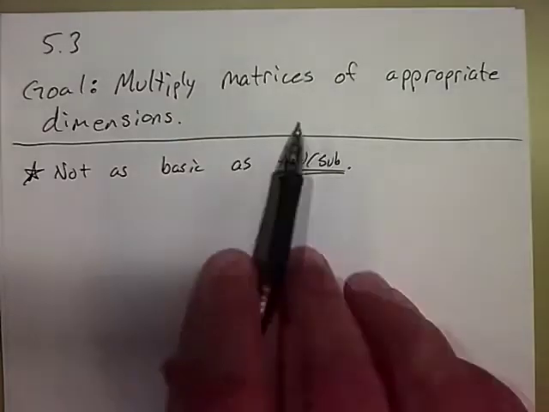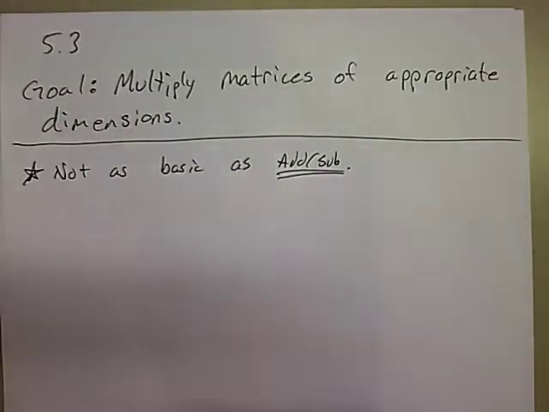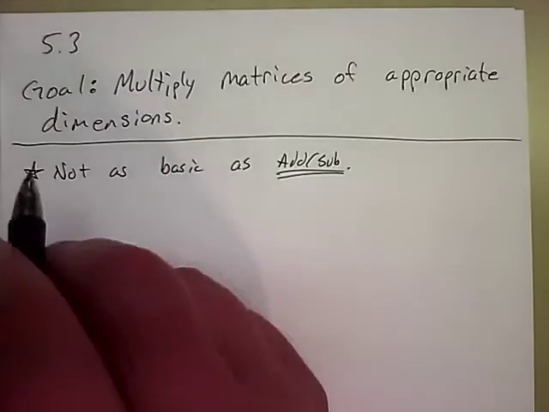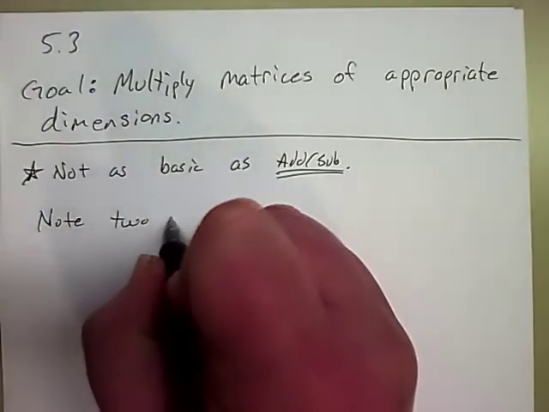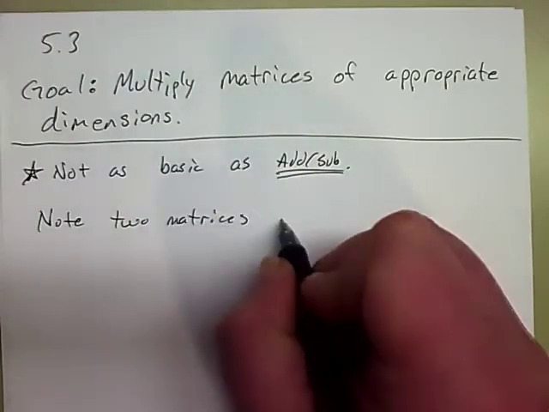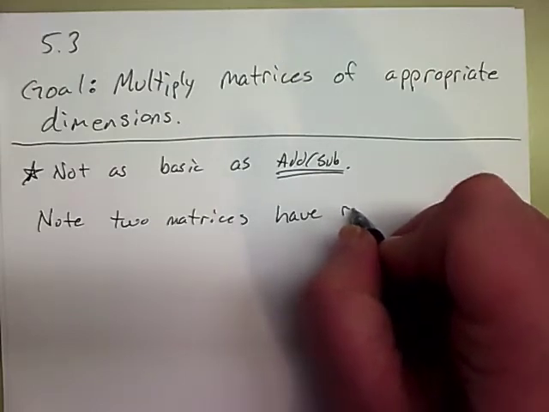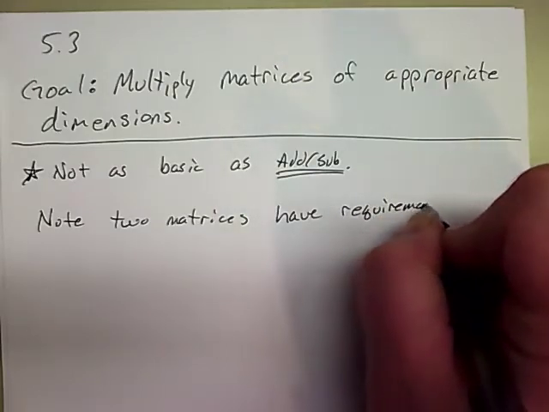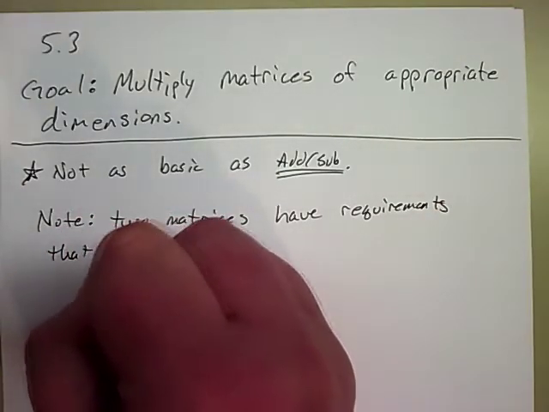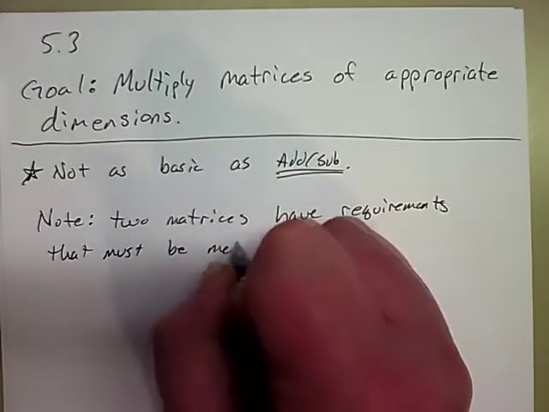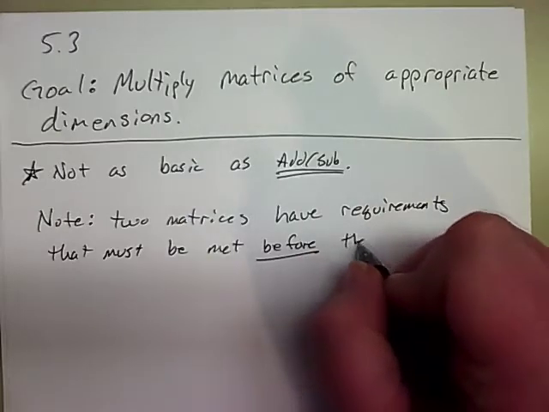All right, so the hint here is that two matrices, when we multiply them, they have to have the appropriate dimensions. So we're going to make this note. So first things first, note: two matrices have requirements that must be met before they can be multiplied.